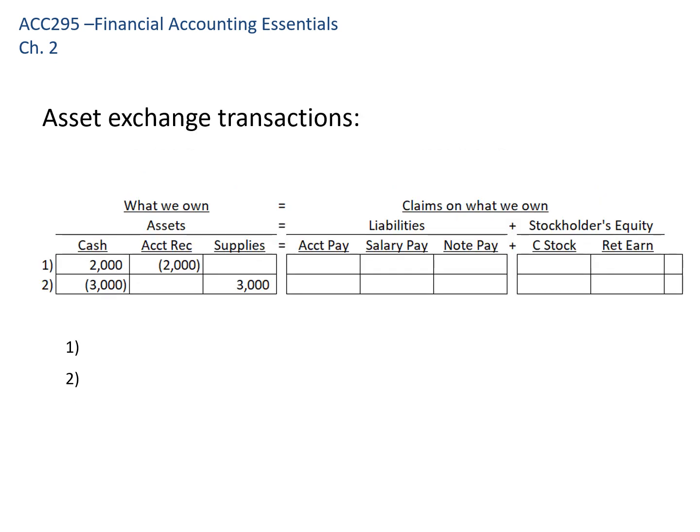Next, we have asset exchange transactions. That's where we're, like the name implies, exchanging one asset for another. So in the first one, we received a payment from customers for a prior invoice. So we're going to reduce accounts receivable. After this transaction, fewer people owe us money, and we're going to increase cash. After this transaction, we have more cash in the bank.